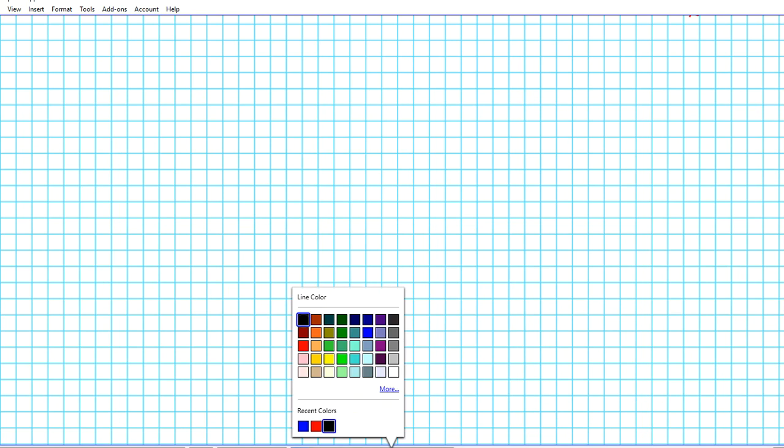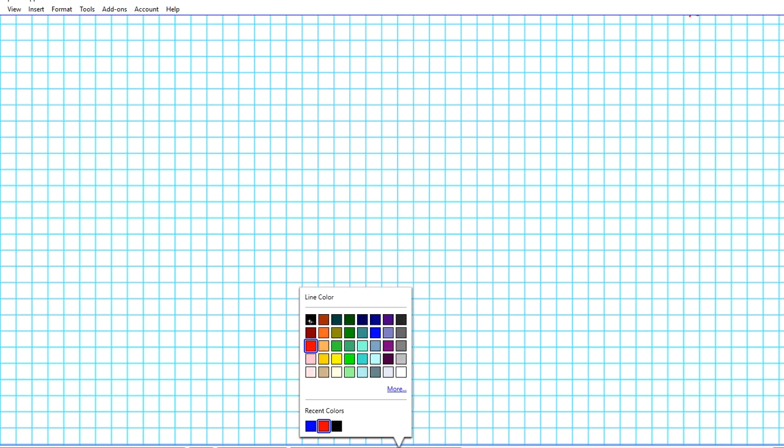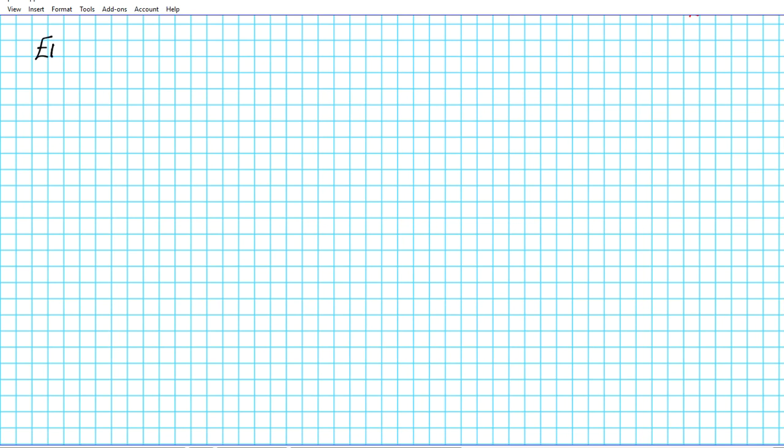Alright, so let's go ahead and take a look at an example. The task is to evaluate the given limit. We want to evaluate the limit as h approaches 0 of 2 plus h quantity cubed minus 2 cubed divided by h. Alright, let's go ahead and do it.